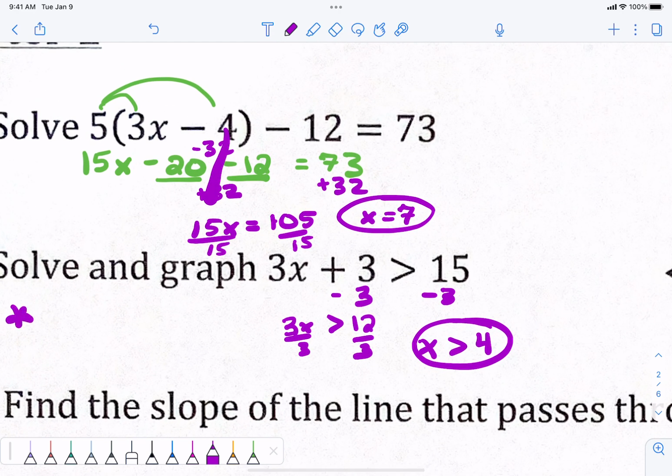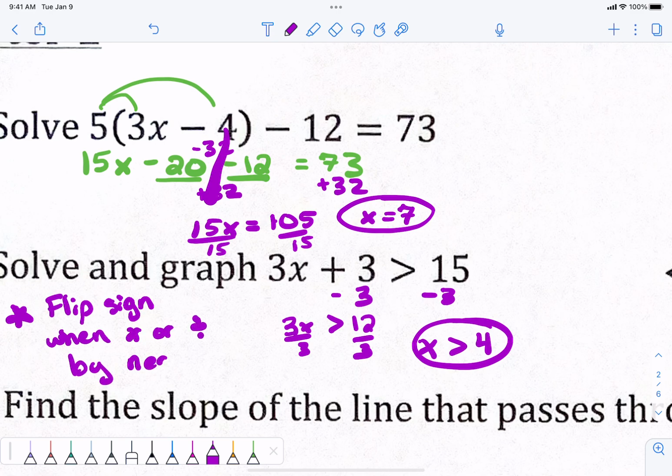Now, when do you flip the sign? I'm going to put a star over here. Flip the sign when you multiply or divide by a negative. Is it open? It's going to be an open circle.